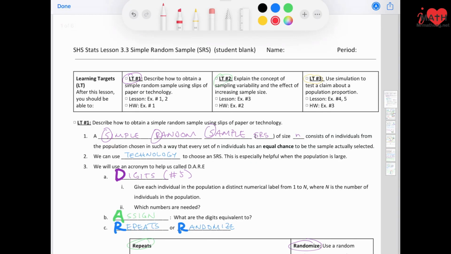All right, so let's review what we've done. Learning target number 1, describe how to obtain a simple random sample using slips of paper technology. That's the DARE. Learning target number 2, explain the concept of sampling variability and the effect of increasing the sample size. You'll eventually go to the true proportion, that middle over there I showed you guys, and using simulation to test a claim about a population proportion. You can use the computer, just like we did with the Reese's Pieces, and get a dot plot, and you'll see that it keeps stacking up to be approximately normal. Taking more samples is good because it goes towards approximately normal. So that's lesson 3.3.